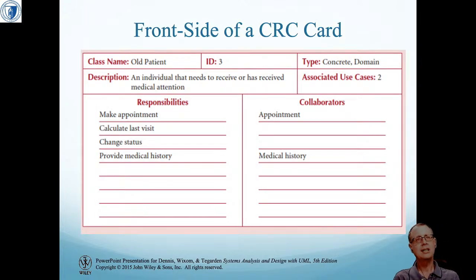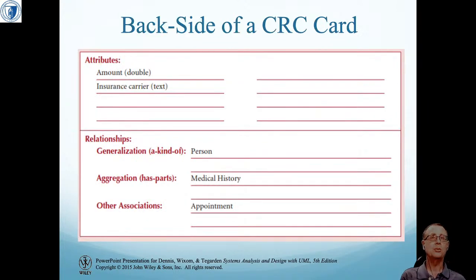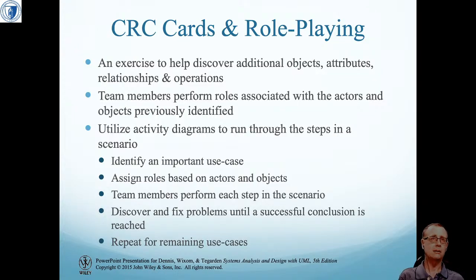You've got the class name, the ID, the type, a brief description, how many use cases this particular class is used in, what the responsibilities of this class are, and who or what the class collaborates with. On the back side, you've got more details: attributes and any relationships between this class and other classes or actors.